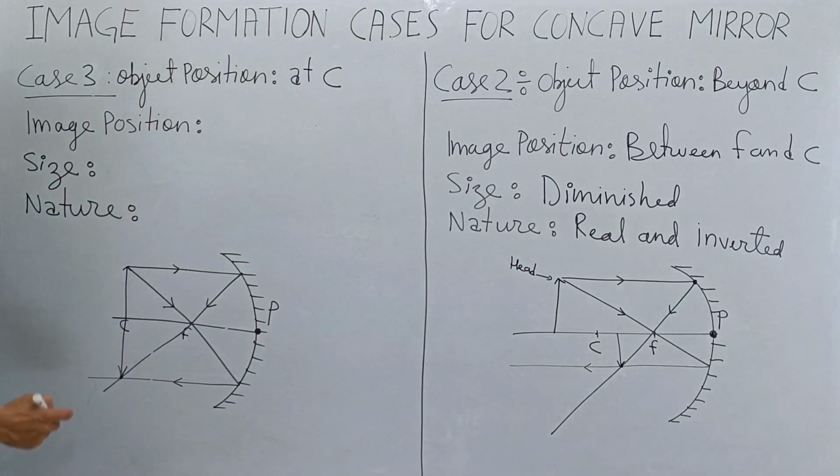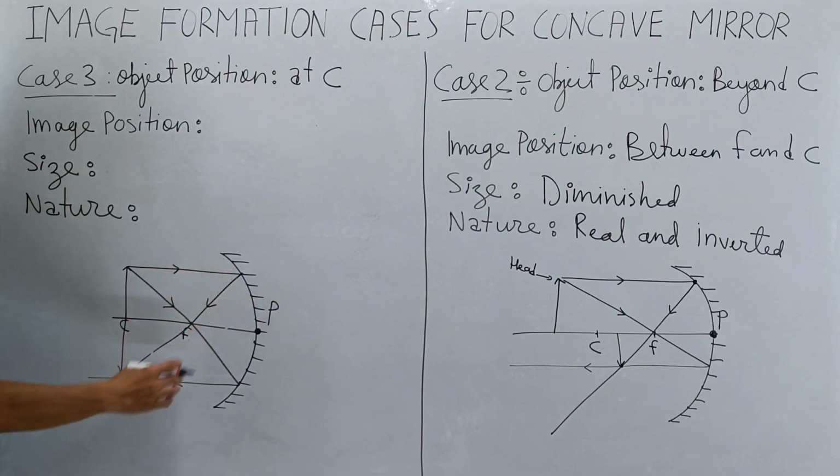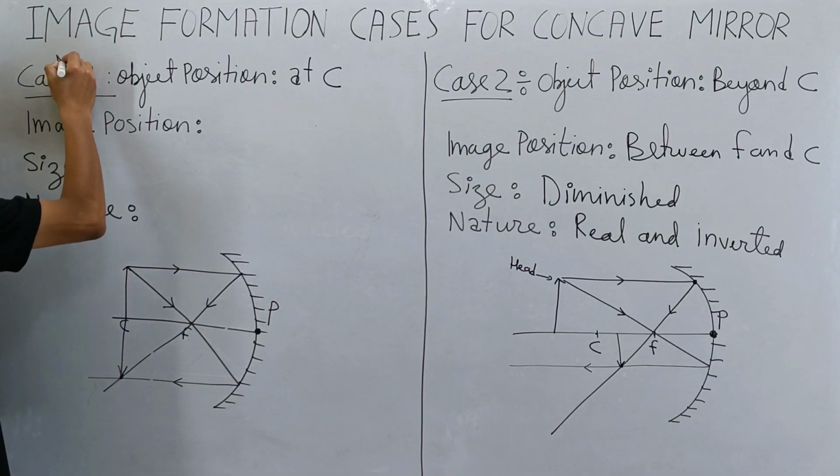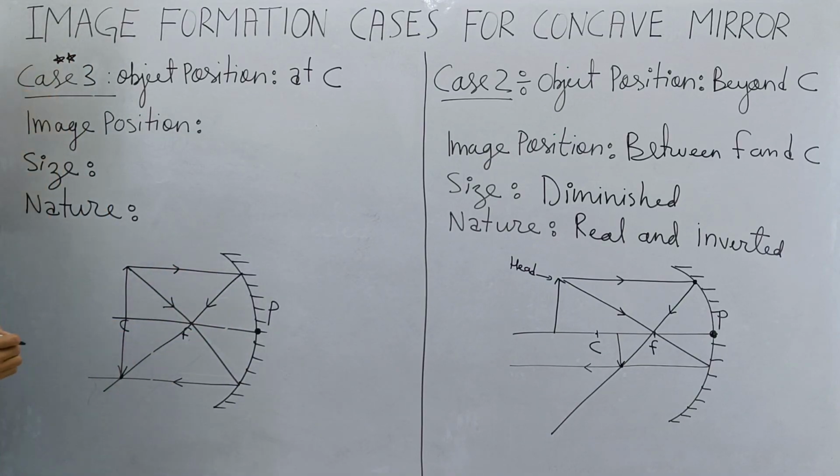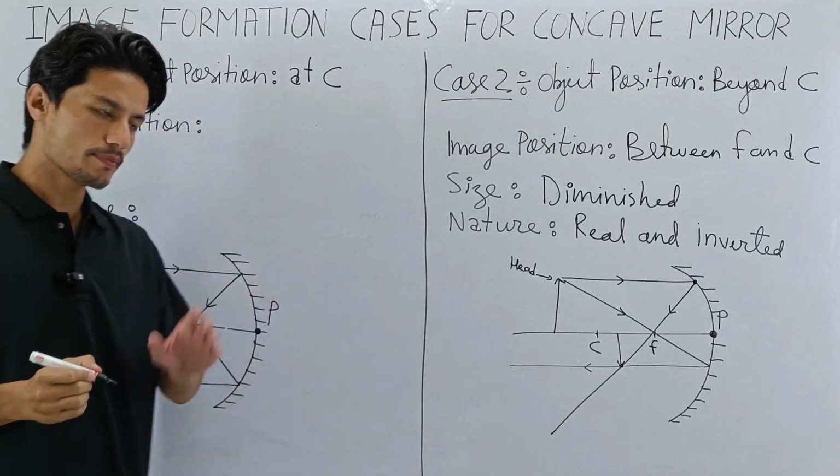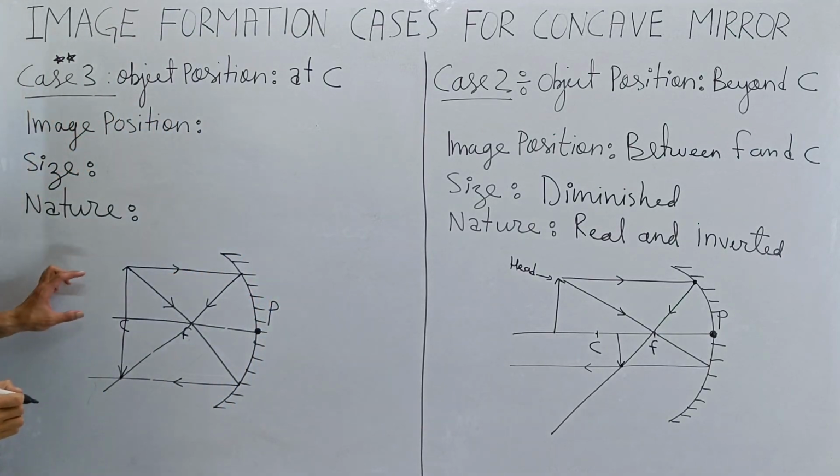Now, so this is case 3, the ray diagram for case 3. This is an important case, a very important case. Why? Because see here, my dear students, here the image is also formed at C.